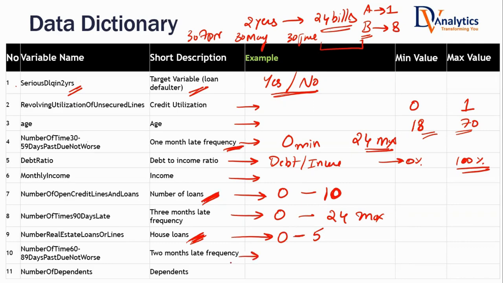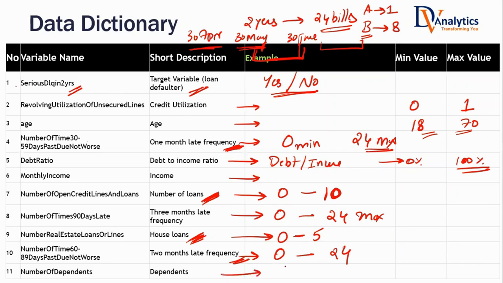Now this is 2 month late frequency. This is 1 month late frequency, 3 months late frequency. 2 months late frequency means what? Your bill got generated on 30 April. Did you pay on 30 May? No. When did you pay? Between 30 May to 30 June. So what is the minimum value here? Pay every bill on time. That will be 0. Maximum, every bill you paid after 2 months. 24.